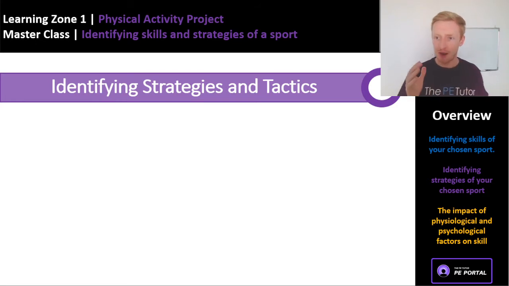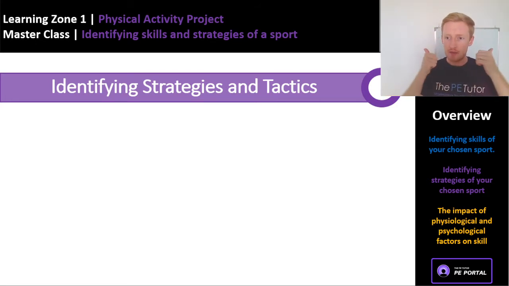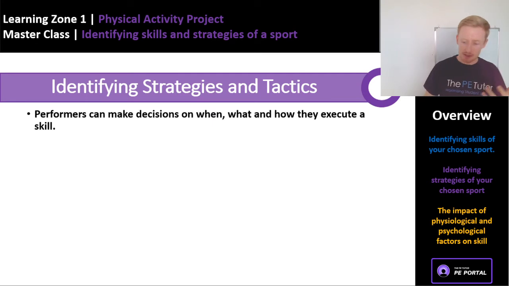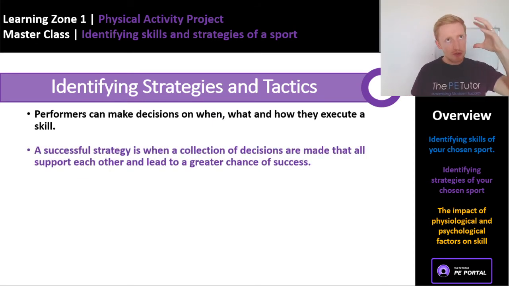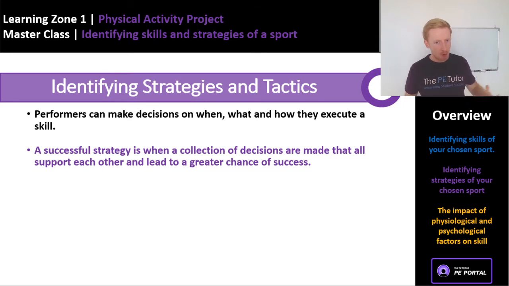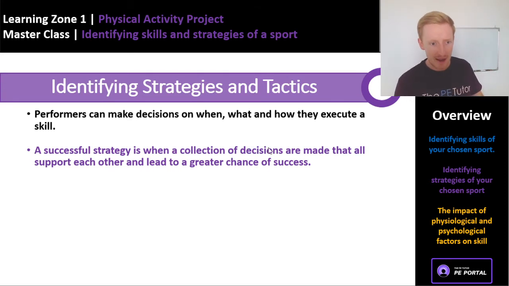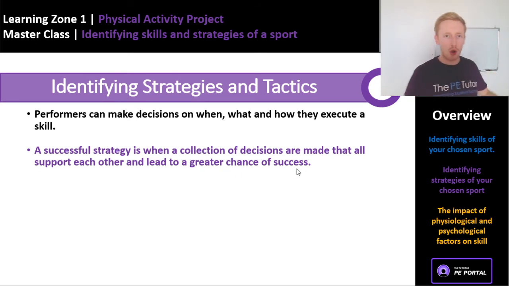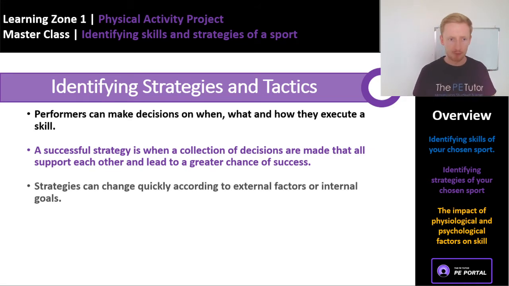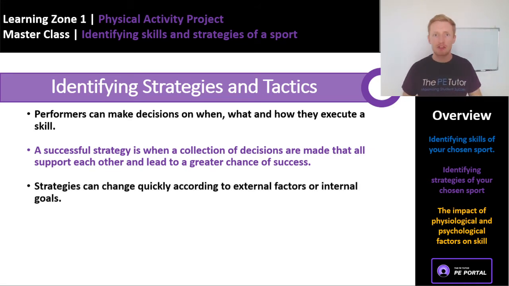So we're going to move on to our second point. So looking at the overview there, we've done identifying skills in your chosen sport. We're now going to look at strategies. Now, a strategy is almost when they choose to execute, or how they choose to execute a skill. And it involves a collection of decisions that are made with one reason, basically, to increase the chance of success, to increase overall accomplishment. Now, it might be that in some scenarios, it's damage limitation.